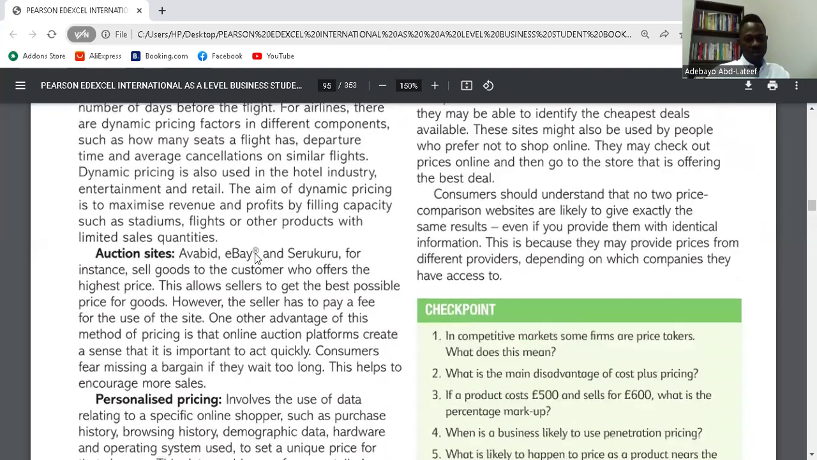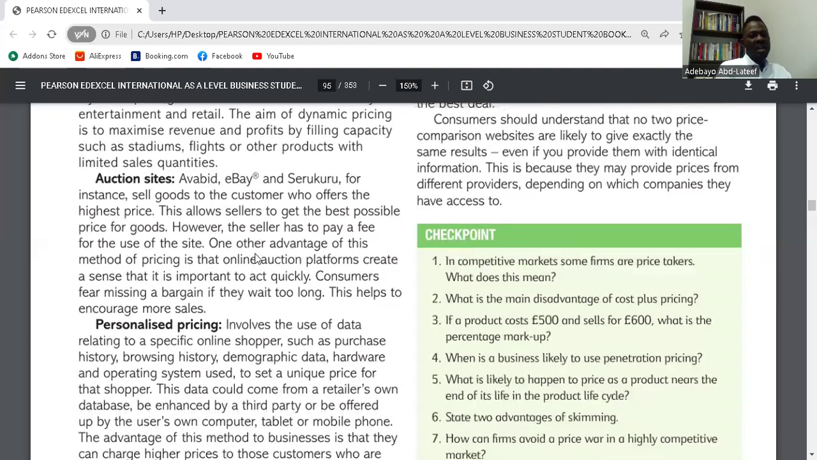They'll go to auction sales. For auction sales, the sale goes to the customer who offers the highest price. This allows sellers to get the best possible price for goods. However, the seller has to pay a fee for the use of the site. One other advantage of this method of pricing is that online auction platforms create a sense that it is important to act quickly. Customers fear missing out on a bargain if they wait too long. This helps to encourage more sales.